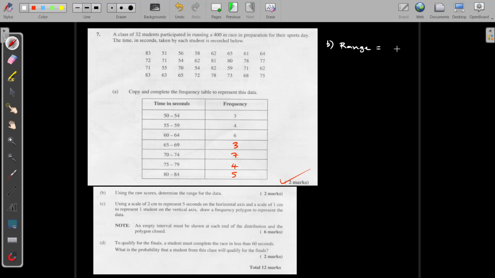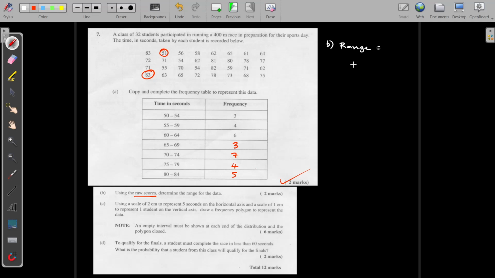Yes, so we need to look at the highest observation and then we subtract the lowest observation from it. Because look at what they said. They said use the raw scores. That means we're referring to these values, not the ones in the table. So we look at these values, identify the highest observation, which would be 83, and the lowest observation would be 51.